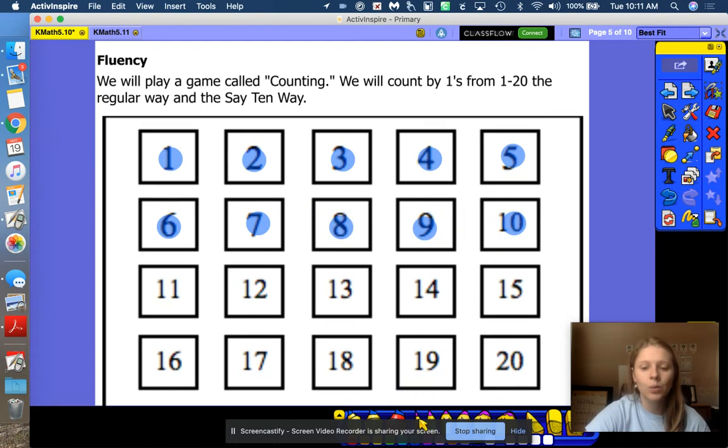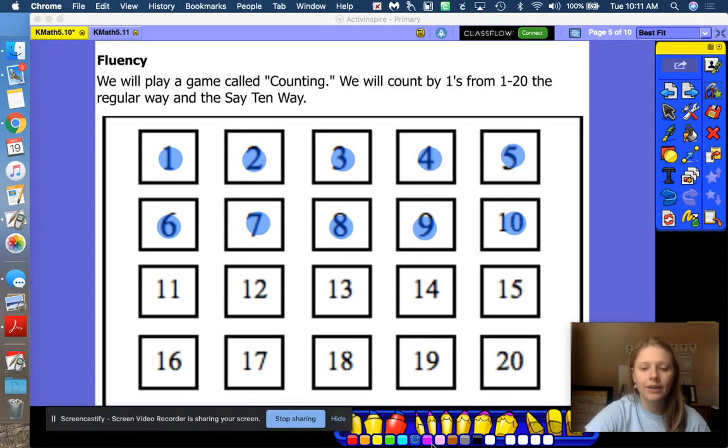I'm going to switch my color down here for the teen numbers because now they have a 1 in the tens place and some leftover ones. 11, 12, 13, 14, 15, 16, 17, 18, 19, 20. Good job. Now we're going to count the say 10 way for our teen numbers. I'm going to go back over it with pink.